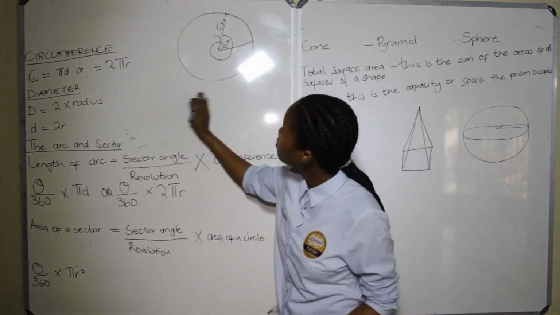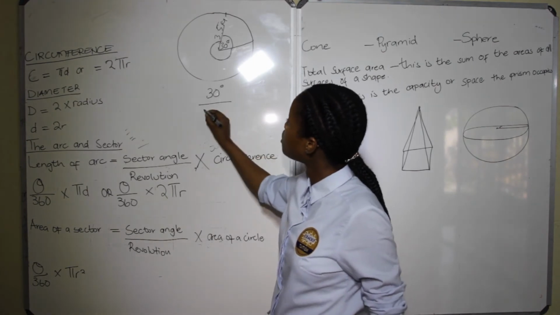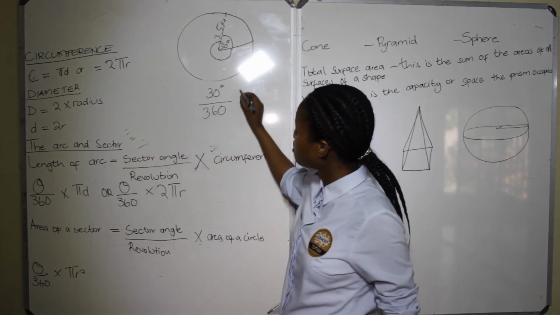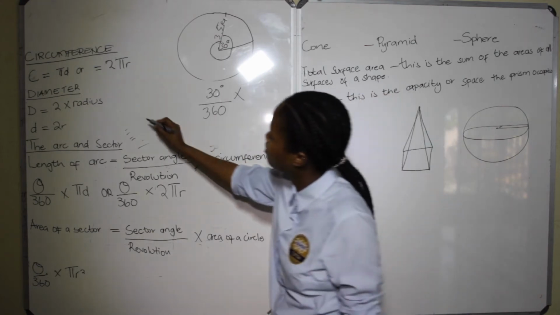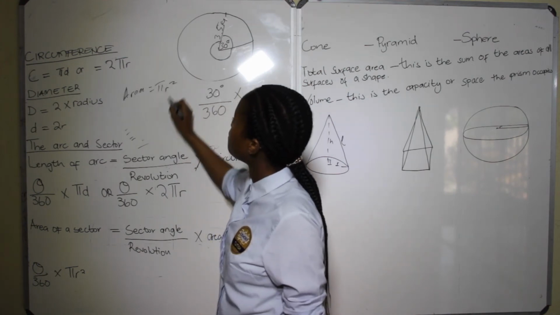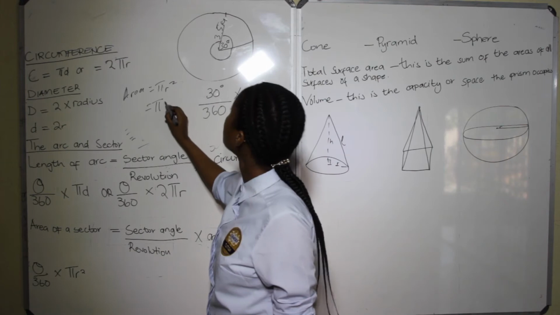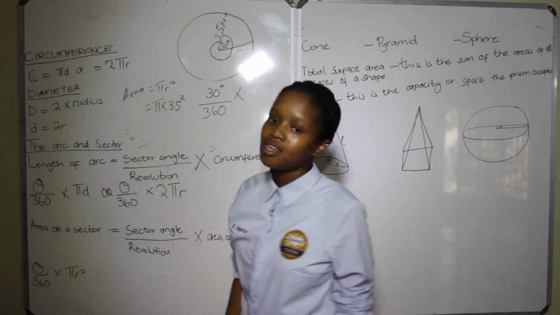We're going to say our sector angle in this case is 30 degrees. Our revolution is 360 multiplied by the area of a circle. What is our area in this case? We can calculate it this side. Is equal to pi r squared, remember? It's going to be pi. Your radius is going to be 3.5 squared.